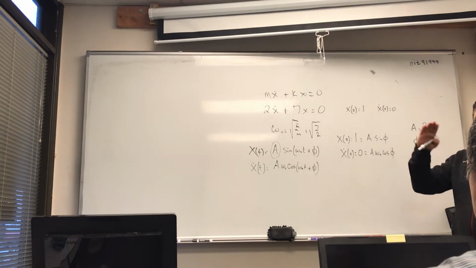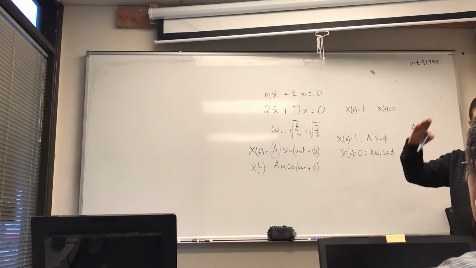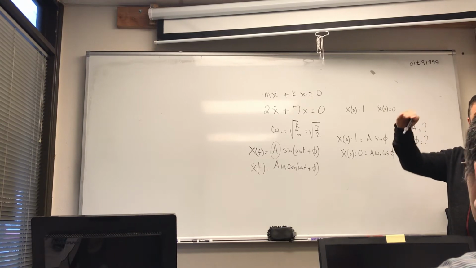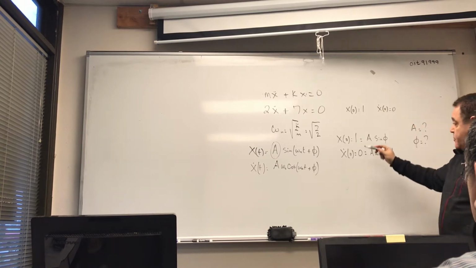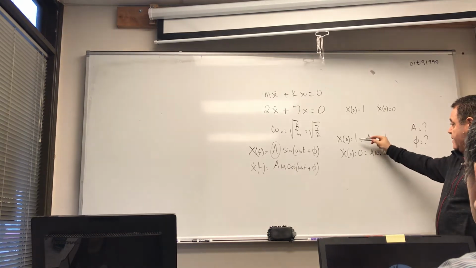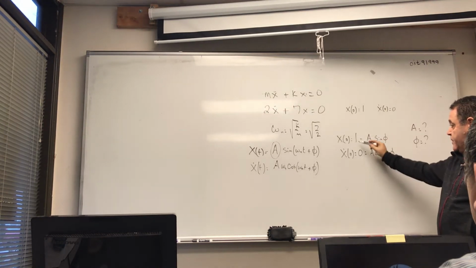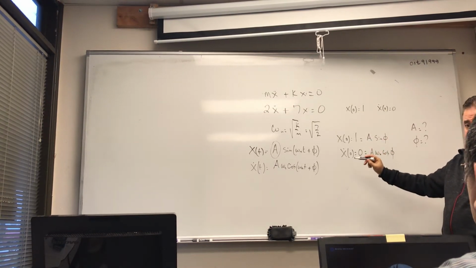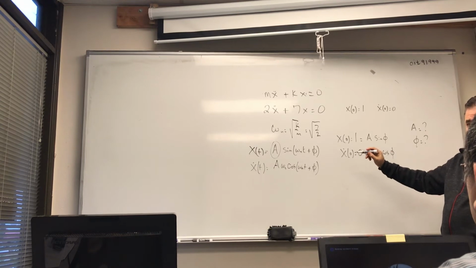Exactly. Anytime you have sine and cosine, it's more likely that you have to take it so that you get a tangent equal to something, right? So if I divide this equation by this equation, what do I get? 1 divided by 0 equals what? 1 divided by 0. 1 divided by nothing is 1, right?